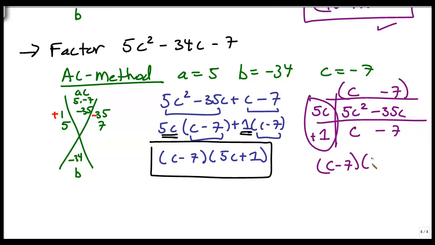And then before I say that's my final answer, I want to run through this one more time. 5c times c is 5c squared. 5c times negative 7 is a negative 35c. 1 times c is c. 1 times negative 7 is negative 7. So again, that box method is nice because it checks itself when you're done.